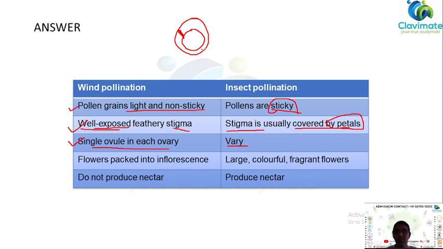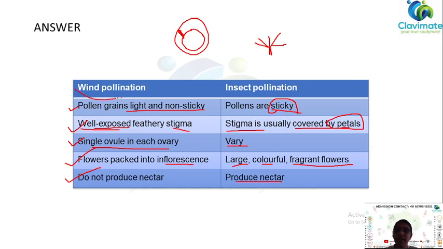So you may have single ovary, single ovule, you may have multiple ovules in each ovary. When pollination, the flowers are packed into inflorescence. What does inflorescence mean? You have a stalk, main stalk over here, and then you have flowers branching out. Okay, you have several flowers branching out of it. So this is inflorescence. But in insect pollination, they are large, colorful, and fragrant. When pollinating flowers do not produce nectar, whereas insect pollinating flowers, they produce nectar.